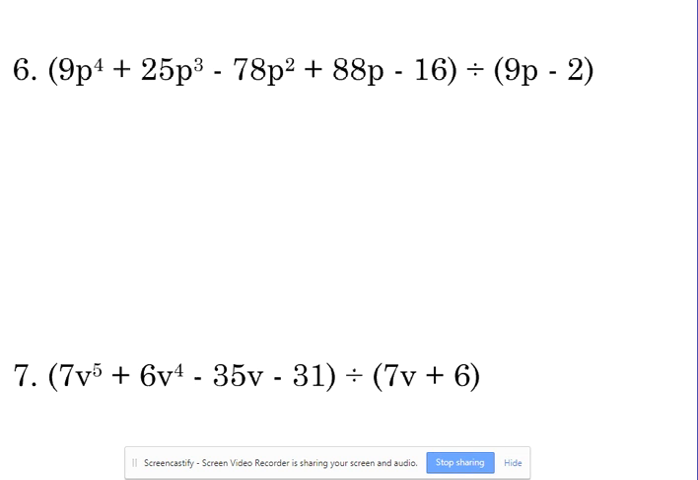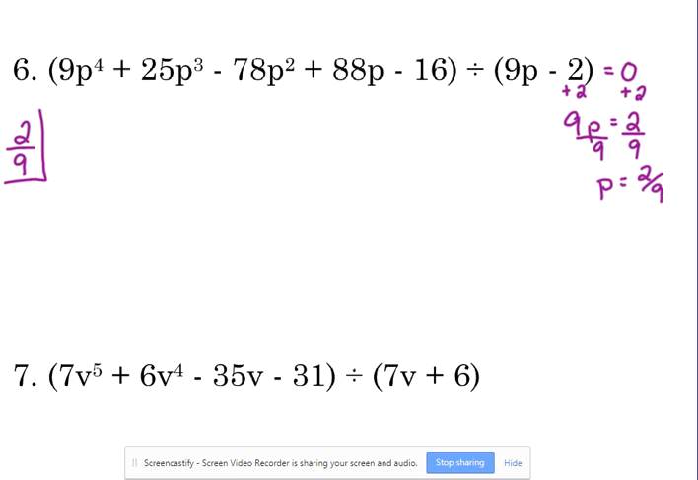9p to the 4th plus 25p cubed minus 78p squared plus 88p minus 16 divided by 9p minus 2. We haven't had to deal with a leading coefficient other than 1 with our divisor. So this is why I was trying to emphasize setting your binomial equal to 0 to solve, because here we've got 2 steps to solve. We add the 2, but we're not done. We were finished with that the other day. We're not finished now. We've got to divide by 9. So 2 over 9 is the number that goes on the shelf here.